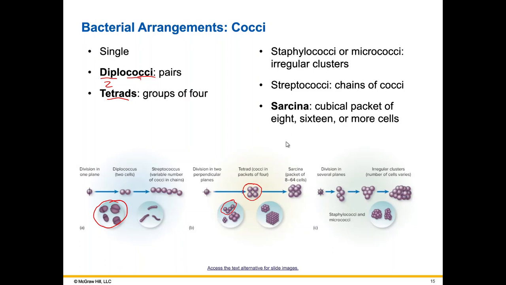Additionally, we can have irregular clusters of bacteria. So this would be an example of an irregular cluster. It looks basically like a bunch of grapes. Great example of that, Staphylococcus, or even Micrococci. Streptococci are chains of cocci. So know that when you see strep, it means chains of something. And lastly, Sarcina. These are cubical packets of 8, 16, or more. So that's what we see here. It resides 3-dimensionally in a cube rather than a tetrad of 4 on a single plane.